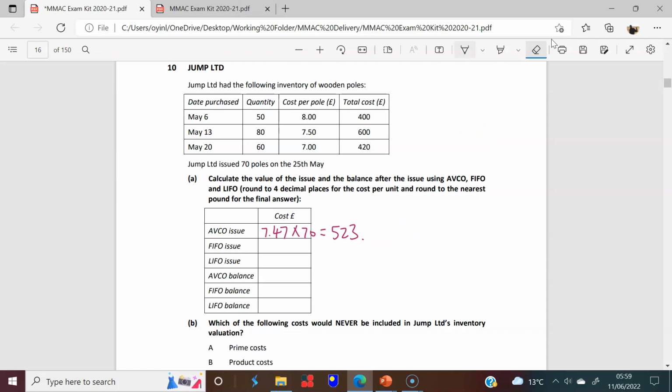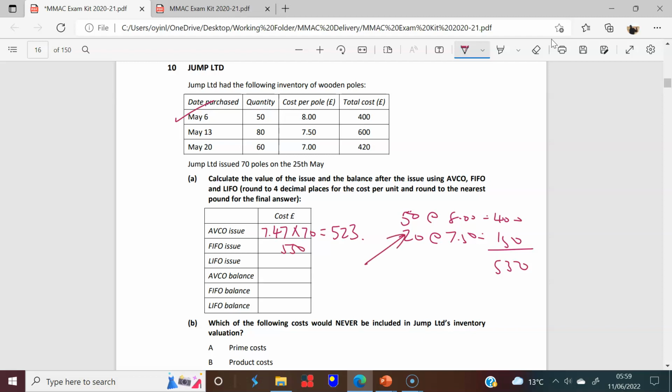Right, and now what we see with the FIFO method is that we are saying, the first in, first out. So in terms of the issue, if you're issuing out 70 units, well, the first 50 would have come from the May the 6th. And then we know what the cost per poll is, which is great. So we know that we have 50 units at £8, which is equal to 400. And then, of course, we have 20 units at £7.50, which 20 times £7.50 is 150. So we have a total issue of 550. Yes, you can see that's what I've done over here.